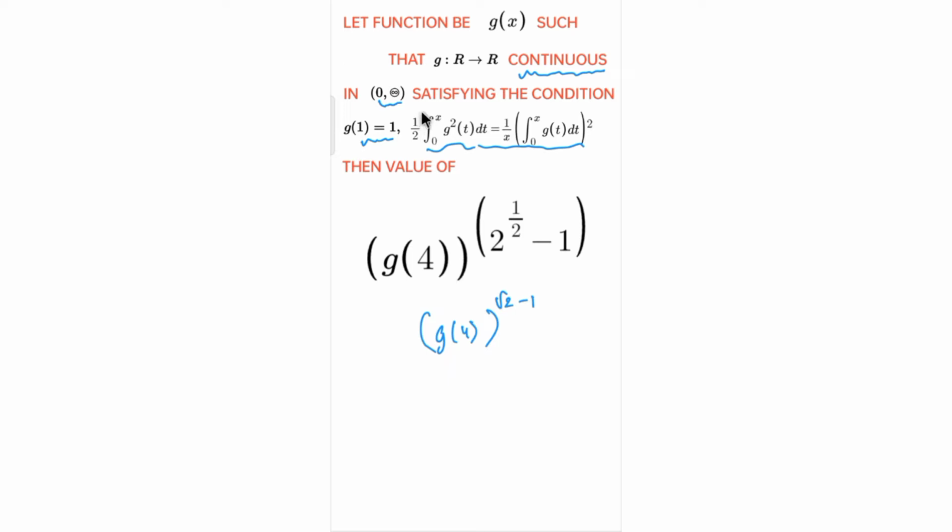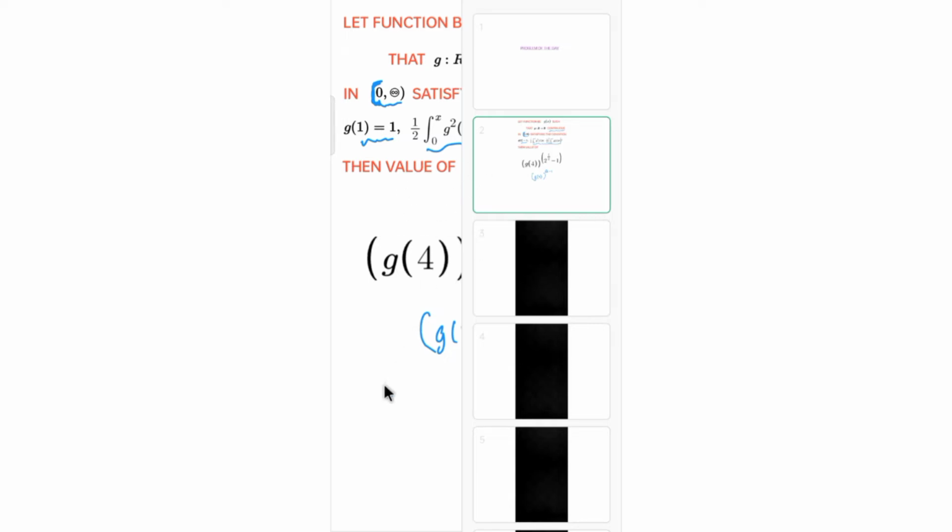Also there is a small error in the question: it says continuous in 0 to infinity, and there should be a close bracket here. Okay, so it's a close bracket here. So we shall enter the solution now.